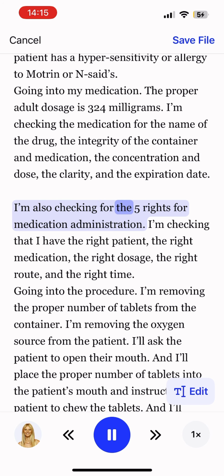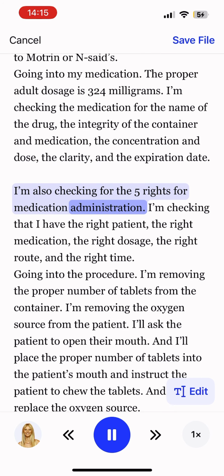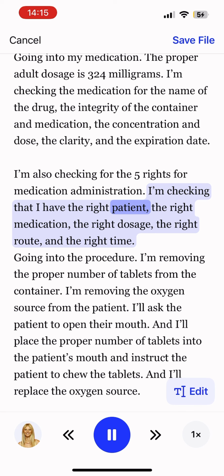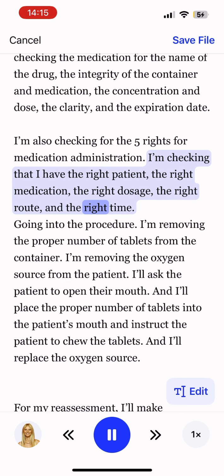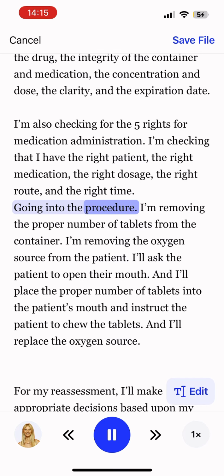I'm also checking for the 5 rights for medication administration. I'm checking that I have the right patient, the right medication, the right dosage, the right route, and the right time. Going into the procedure.